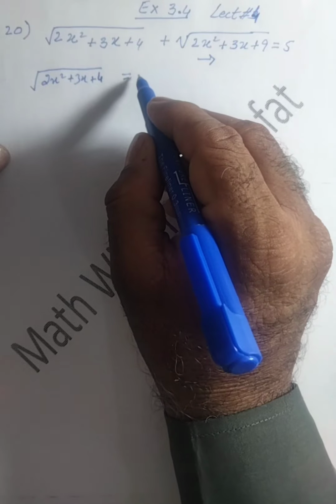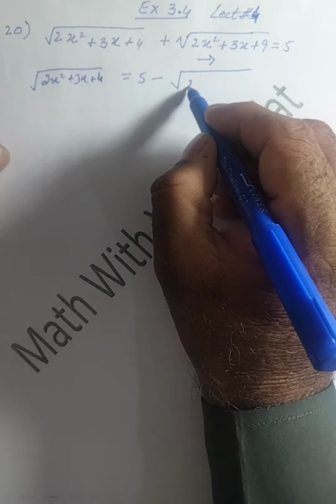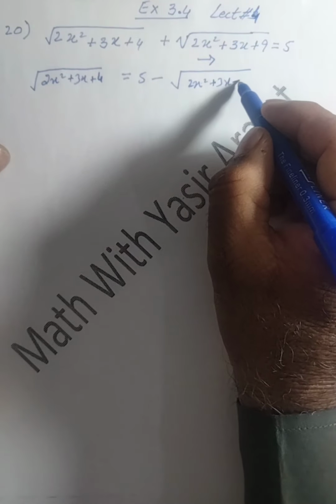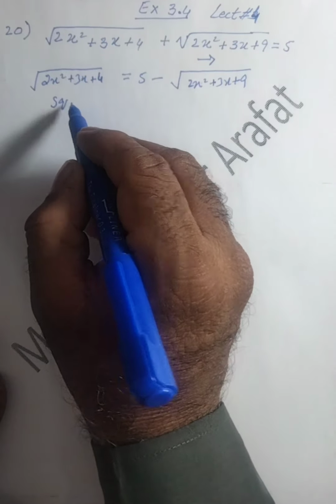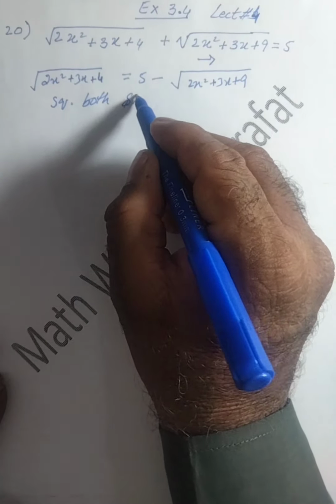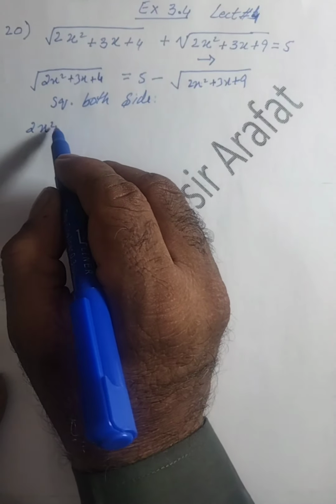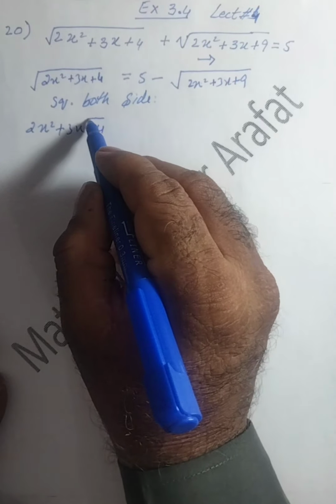So, this is 5 minus the radical of 2x square plus 3x plus 9. And now squaring on both sides, we have to take out the square on both sides. So this is 2x square plus 3x plus 4 in the radical.